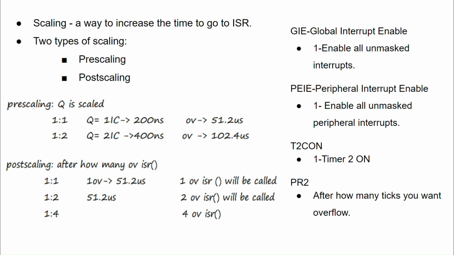And here we use the register configuration T2CON. T2CON is the Timer 2 control register. It is used for configuring the timer settings. And PR2, Period Register 2, specifies after how many ticks the overflow should occur.